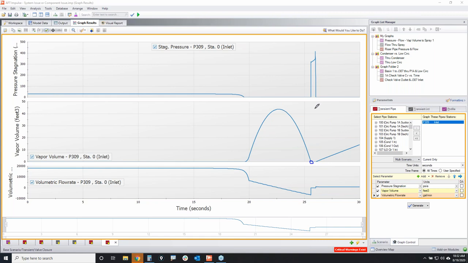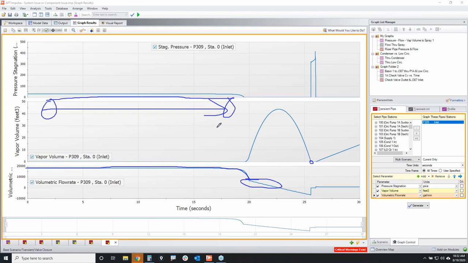You can also look at the flow, where over time as that valve closes, not much flow changes until that valve is closed. Now look at this part right here. This portion is positive flow. So your flow is still traveling down your pipe.